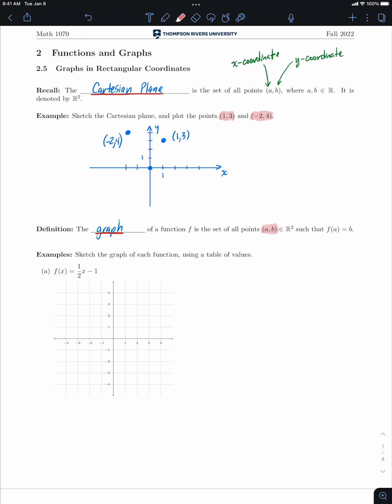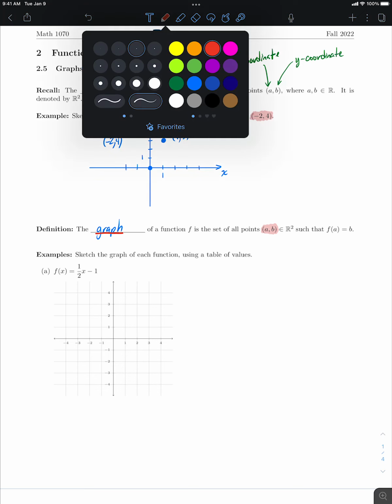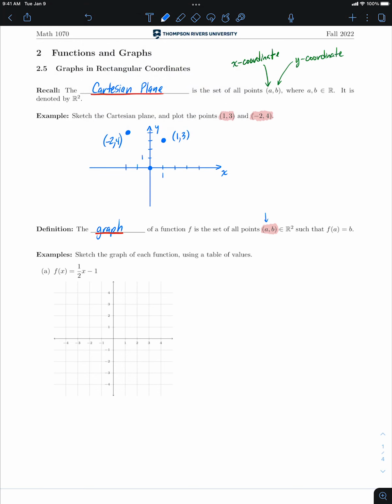So in other words, it's got to look like a point, right? You've got to have an x-coordinate or a first coordinate, and you've got to have a second coordinate or a y-coordinate. But the property that that point must satisfy to be on the graph of f is this property right here, which says that if you take the first coordinate, a, and you plug it into the function f, then you're going to get back, as a result, whatever the second coordinate was. So that's the difference between a point that's on the graph of f and a point that's not on the graph of f.